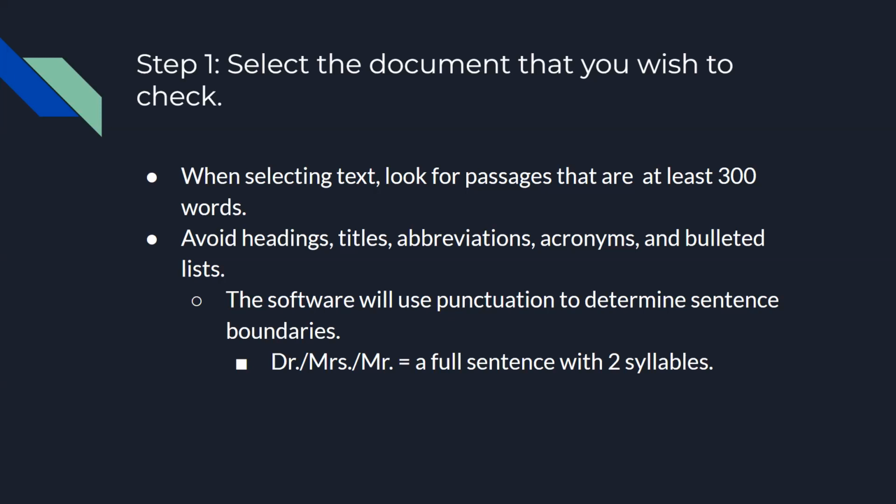The software uses punctuation to determine sentence boundaries. This means that abbreviations like Dr., Mrs., Mr. are all considered a full sentence. If a heading or bulleted list has no period to signal the end of a sentence, the software will consider all the text to be one sentence until it finds a period.